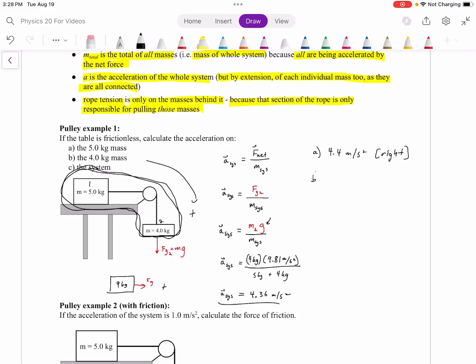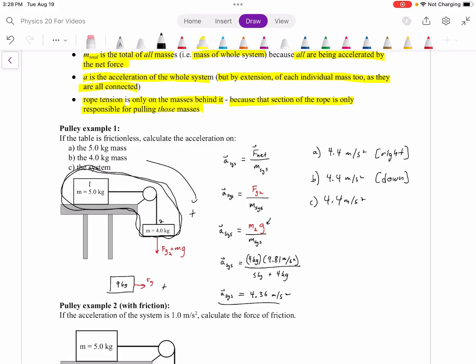For B, though, the 4 kilogram mass, it's the same magnitude. It's still 4.4 meters per second squared. The only difference is which way is this mass going to be accelerating? Down, right. And for C, the acceleration of the system, that's actually what we found. It's 4.4 meters per second squared.